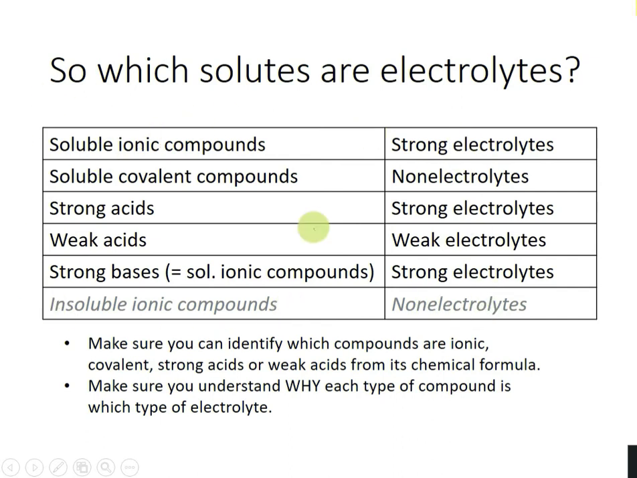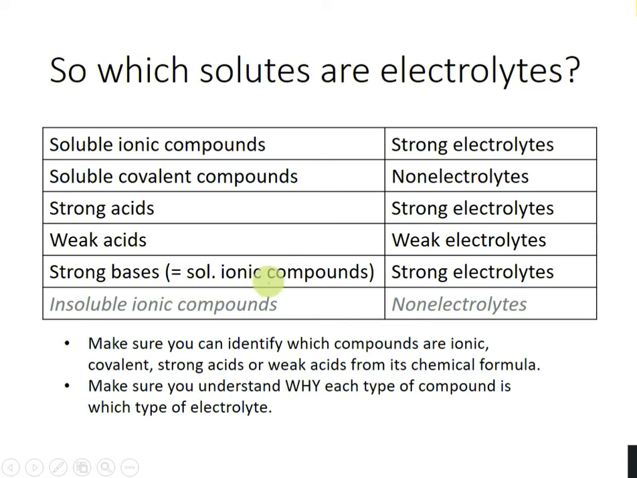Now we're linking what compound types are going to be connected to what types of electrolytes. If it's a soluble ionic compound, that's going to dissociate and make a strong electrolyte. If it's a soluble covalent compound, that's going to make a non-electrolyte, because they don't dissociate. There's no ions formed, therefore there's nothing to conduct electricity. If it's a strong acid, they fully dissociate and make ions, so that's a strong electrolyte. But weak acids only partially dissociate, so they make some ions, but not nearly as many as the strong acids. So it's going to be a weak electrolyte. It will conduct some electricity, but not to the extent that we'll consider it a strong electrolyte.